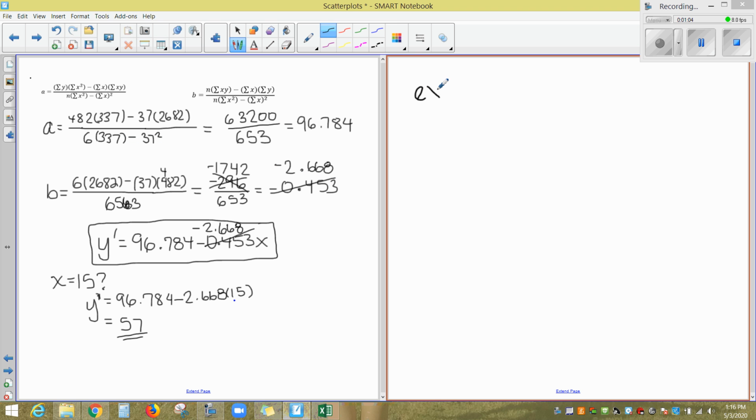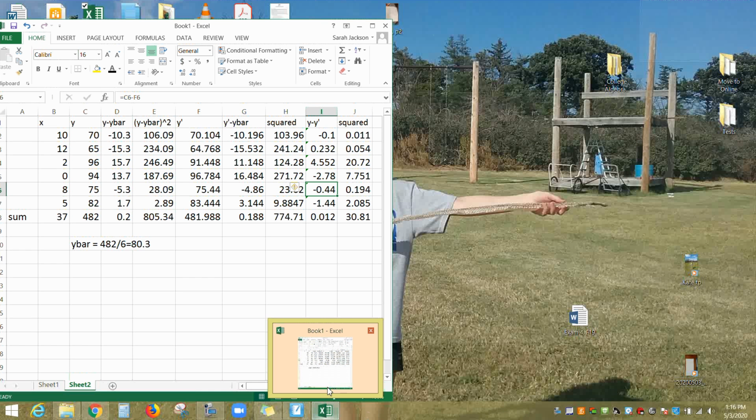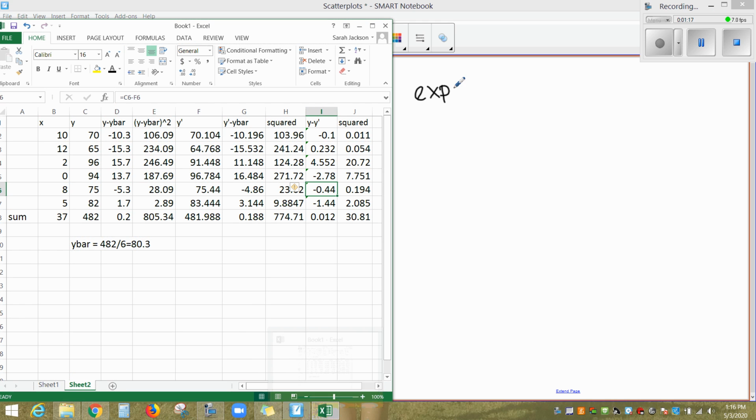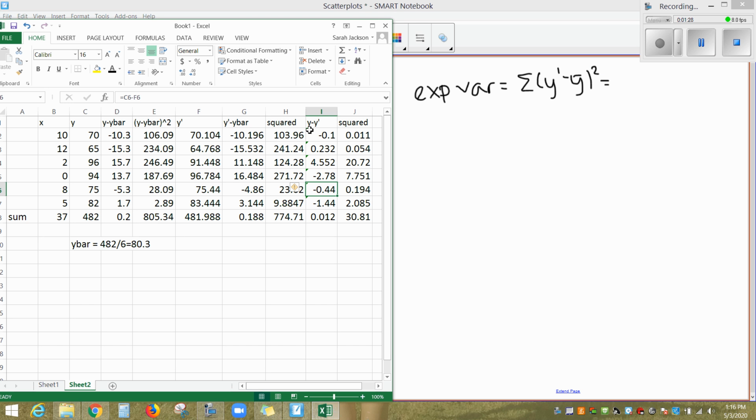Okay, so our explained variation, I can't get them both up there at the same time. The explained variation is the sum of the Y prime minus the Y bar. And so now I'll pull it up, and the sum of Y prime minus Y bar squared is 774.71.